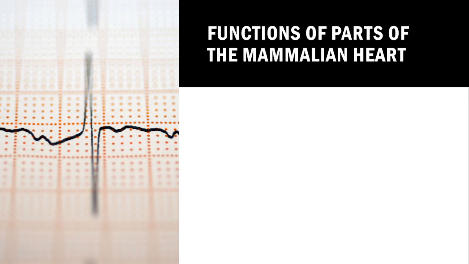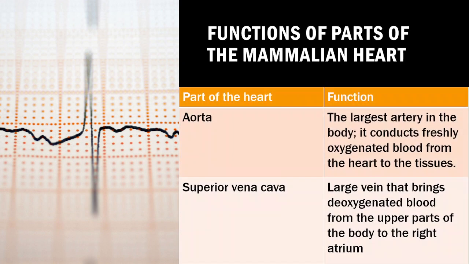Now, let's move on to the functions of various parts of the mammalian heart. So here we have the table. The first column will show the part of the heart, and the second column will show the function of each part of the heart.